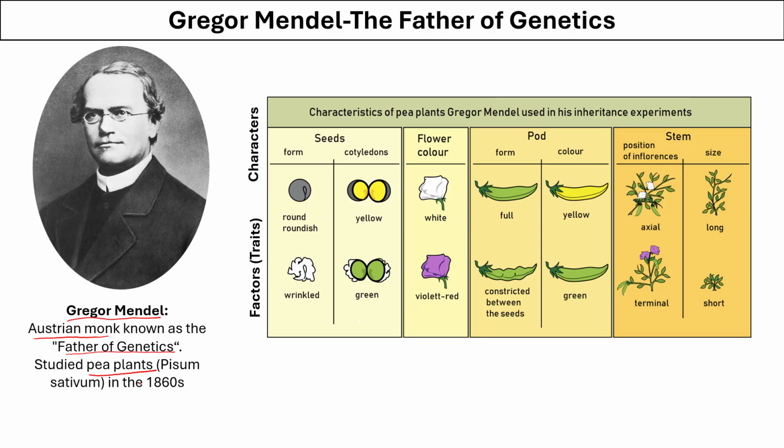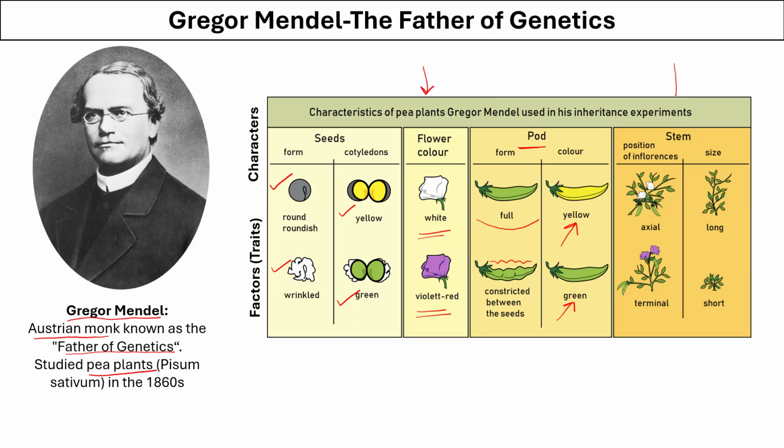Those characters were related to the shape of seed. The seed would either be round or wrinkled. Then the color of seed, it would be either yellow or green. Then the flowers of pea plant, they would either be white or violet or purple. Then he could see a very clear contrasting character of pod. The pod would either be full like this or constricted like this. And he could see a distinction between the color of these pods. The color would either be yellow or green.